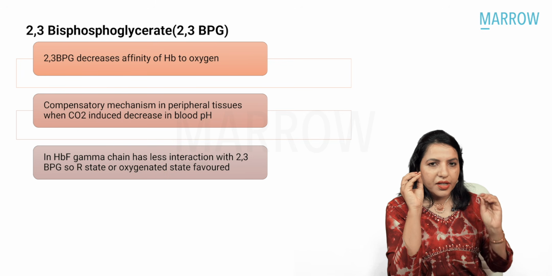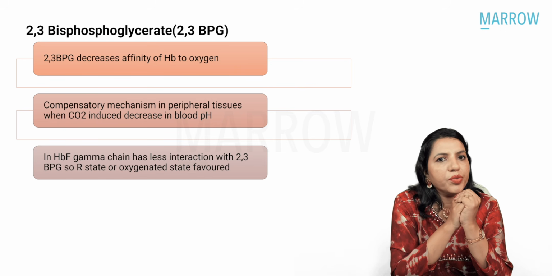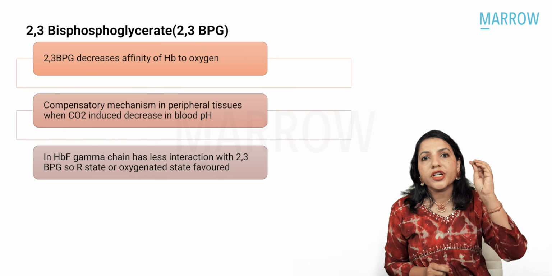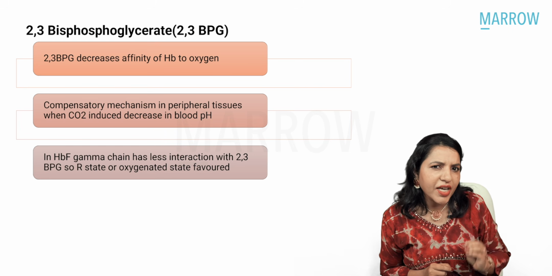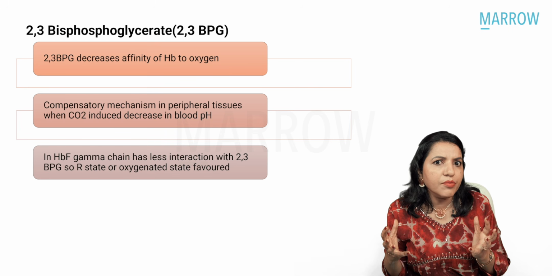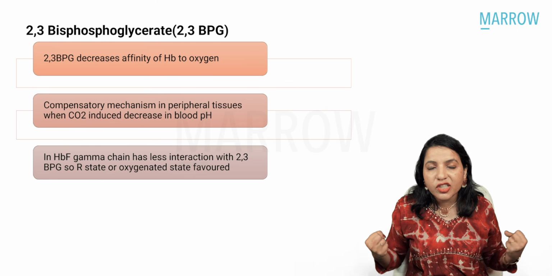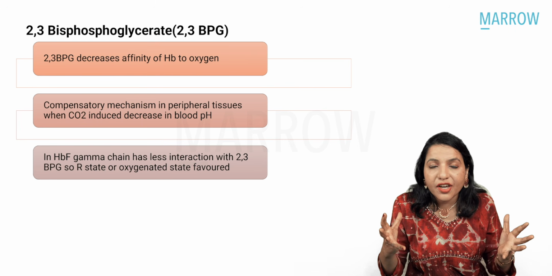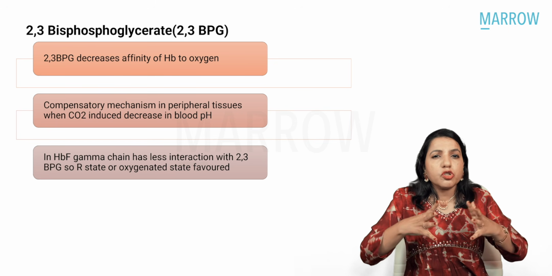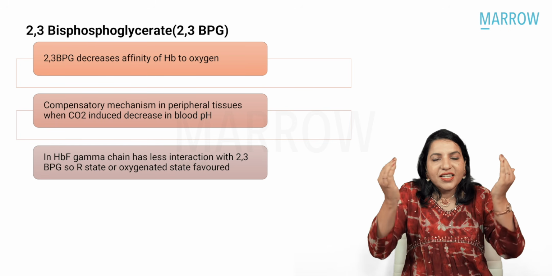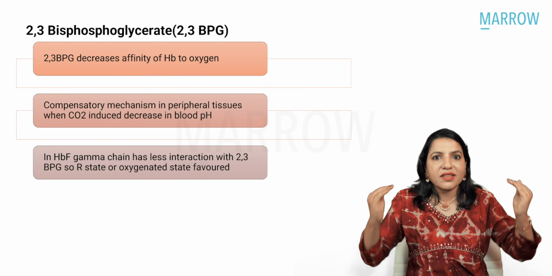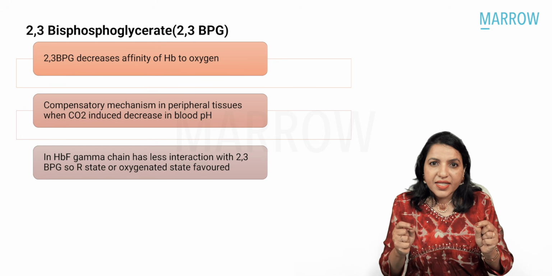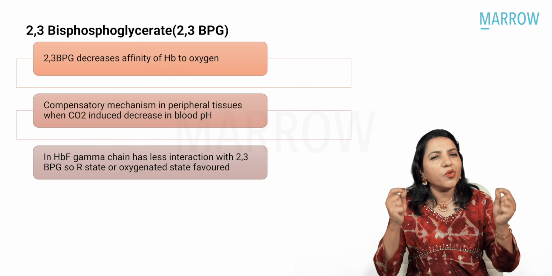So what happens in the gamma chain in hemoglobin F? In hemoglobin F, it has less affinity towards 2,3-BPG. So what is the peculiarity of the fetal hemoglobin? The fetal hemoglobin always wants to extract oxygen from the maternal side, which means it should have a high affinity towards oxygen, which means it should be in a relaxed state so that it can accept or breathe in maximum oxygen into it. This 2,3-BPG has very little interaction with hemoglobin F.